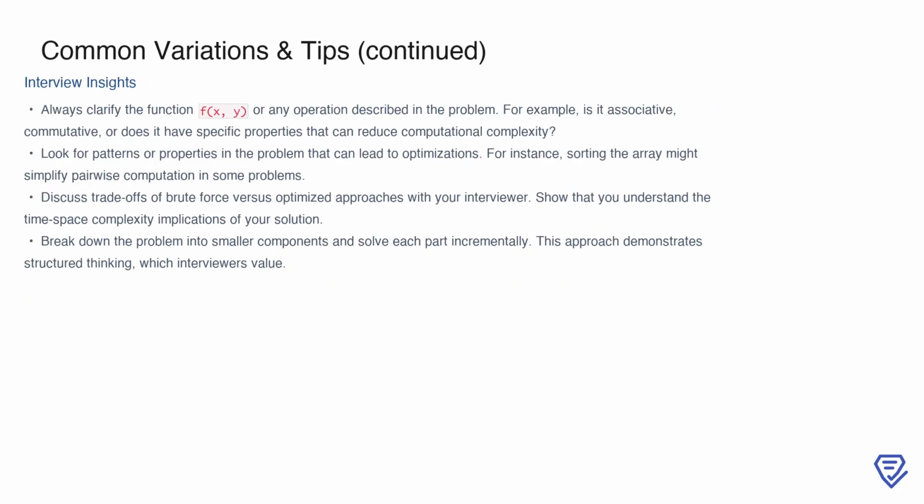Now, let's turn our focus to some key interview insights that can help you approach similar problems effectively. First, always clarify the function or operation described in the problem. For instance, ask whether it is associative, commutative, or has any specific properties that could simplify the computation. Understanding these details can sometimes reveal opportunities to optimize your solution. Look for patterns or properties within the problem itself. Sorting the input array, for example, might simplify pairwise computation in certain scenarios.